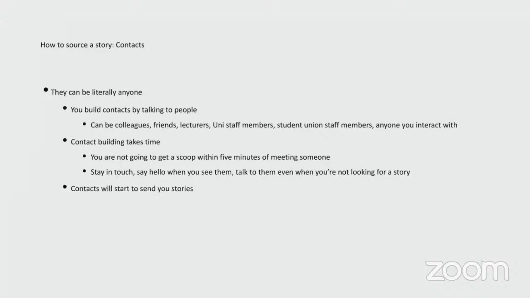But there you go. At some point, the people you meet as contacts will start to send you stories. They'll learn to trust you, and they'll learn to trust you with the information they give you. And they'll also learn to trust the fact that you won't open them up to potential issues. So if they're an SU staff member and initially they're incredibly worried about losing their job, after four or five months of dealing with you on a professional basis, they'll probably realize that you're not going to dob them in to the SU staff at some point.